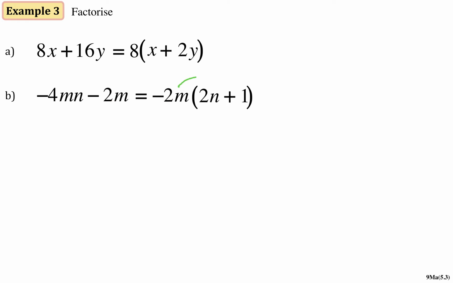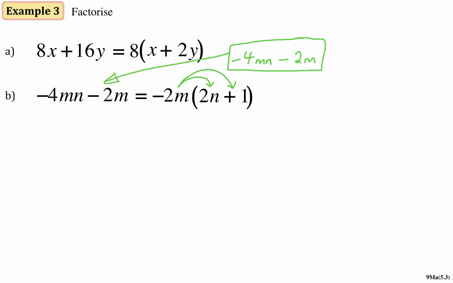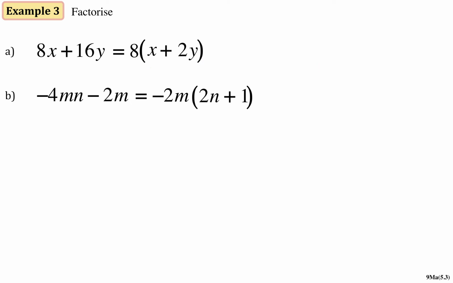What's -2m times 2n? Well, a -2 times 2 gives -4mn. What's -2m times +1? -2m. And is that the same as the original question? Yes, that means I'm right. And that's how you can check your answer.